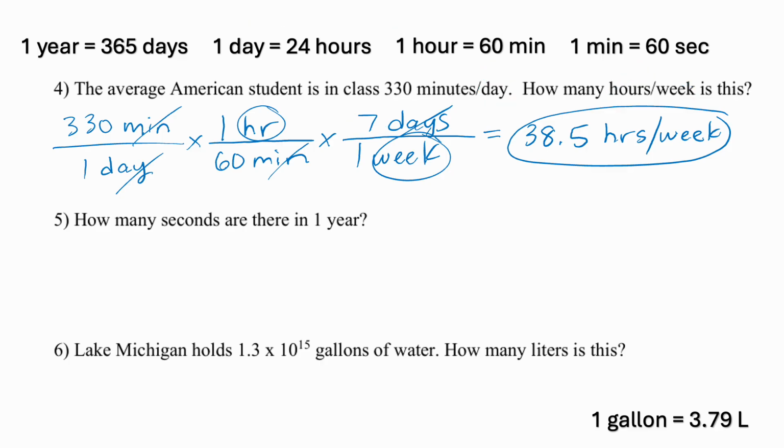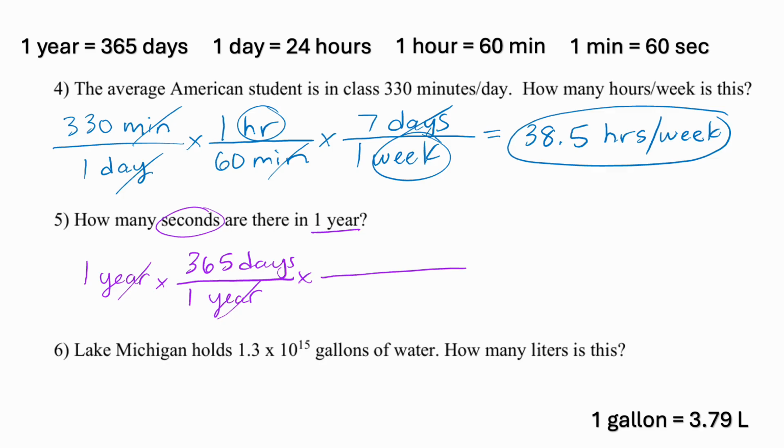Number 5 says, how many seconds are there in 1 year? So we're looking for seconds. We're starting with 1 year. So you always write out 1 year. And now we're trying to get to seconds. Now seconds is really small. Years is really big. So we're going to have to do multiple conversions to get to seconds. The first thing I think of is in 1 year, I have 365 days. So if I want to get rid of years, I'm going to put 1 year in the denominator. So those are gone. And that is equal to 365 days.